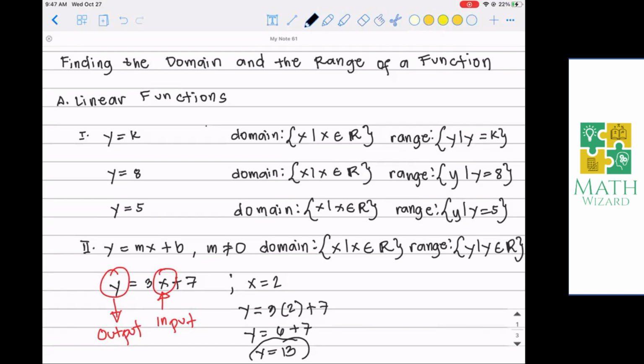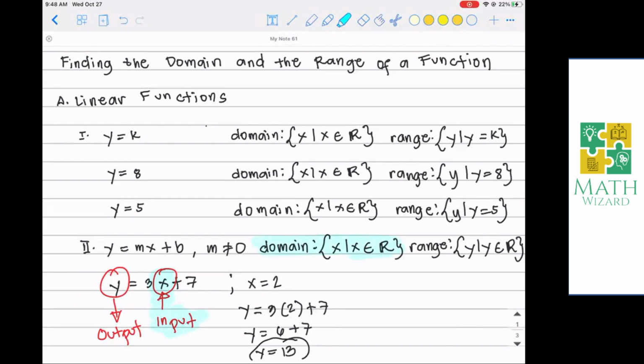Same with this one, no? Y is equal to 3x plus 7. Kapag nag-plug in tayo ng real number dito sa ating y is equal to mx plus b na form, ang kanyang magiging output din is a real number. So ayun lang yung purpose natin. So ibig sabihin, ang magiging domain natin, or should I say, ang magiging input natin ay real numbers. So that's the reason why our domain is the set of real numbers.